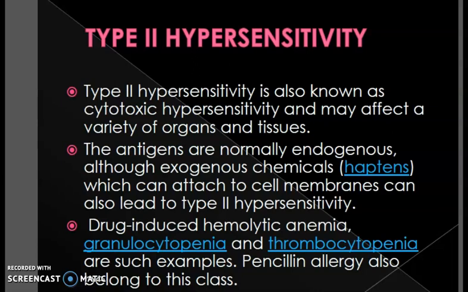The antigens are normally endogenous, although exogenous chemicals which can attach to cell membranes can also lead to type 2 hypersensitivity. Drug-induced hemolytic anemia, granulocytopenia and thrombocytopenia are also examples of type 2 hypersensitivity. Penicillin allergy also belongs to this category.